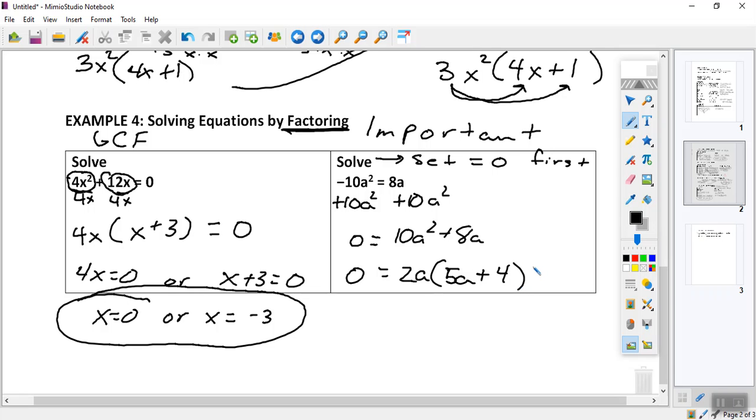Okay, so what two parts after I factored am I going to set equal to 0 now? I want to set 2a equal to 0. What else should we set equal to 0? 5a plus 4 is going to equal 0. And then we're off to our one-step or two-step equations. So very simply on the right, kids, 0 divided by 2 would be what?